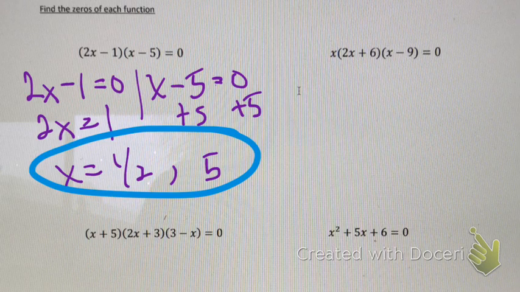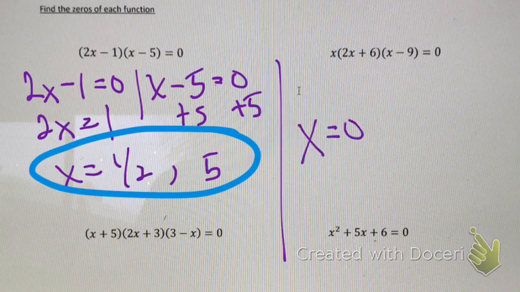All right, now over here on the right side, let's take a look at this one. Well, x by itself means that x is going to be equal to 0, because if you put a 0 right there and you multiply it by everything else, it's a 0. 2x plus 6, minus 6 divided by 2, that's going to be negative 3/2. 6 over 2, oh sorry, duh. That would be negative 3. And 9 would be 9.